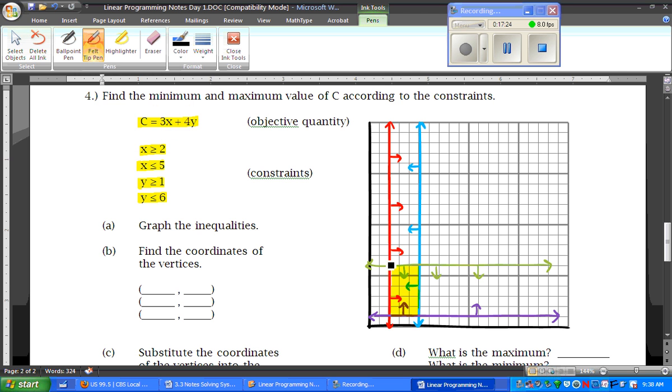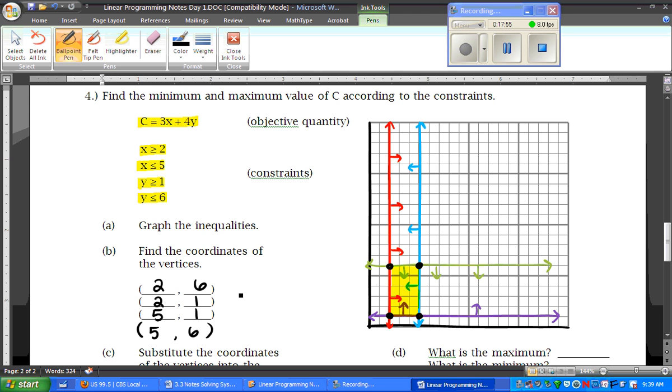I can go back and find the vertices. The top left one is at 2, 6. The bottom left one is at 2, 1. The bottom right one is at 5, 1. And the top right one is at 5, 6. I didn't give you an extra space there, so go ahead and just write it in.